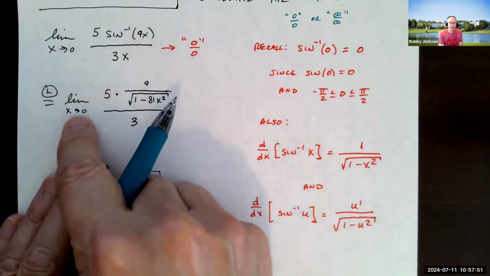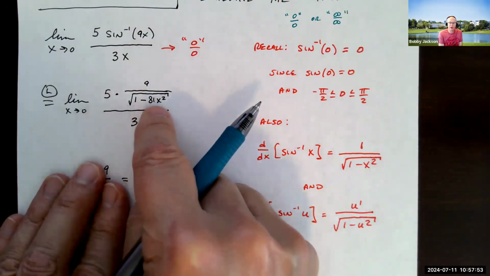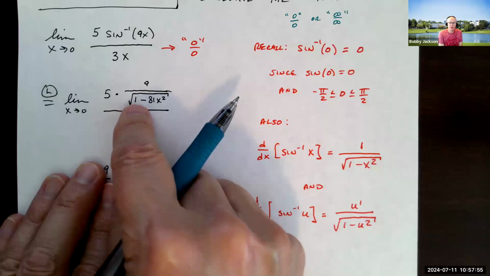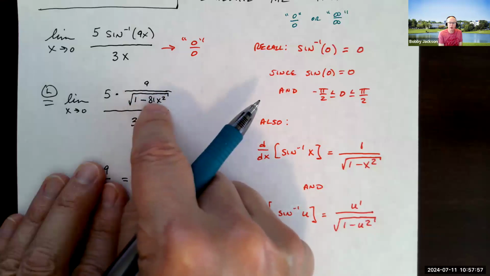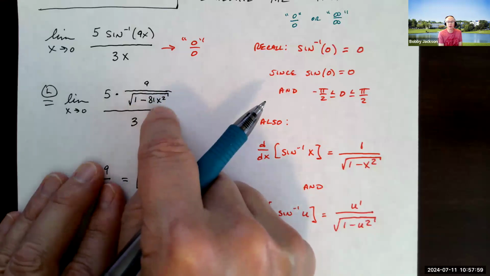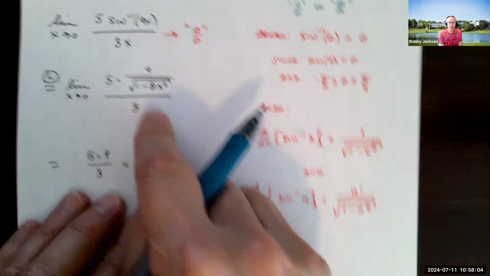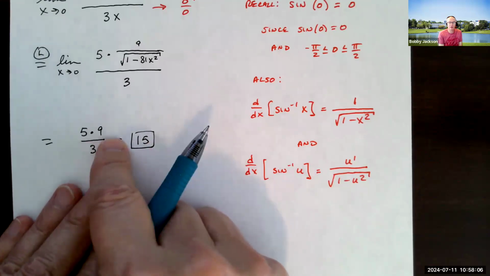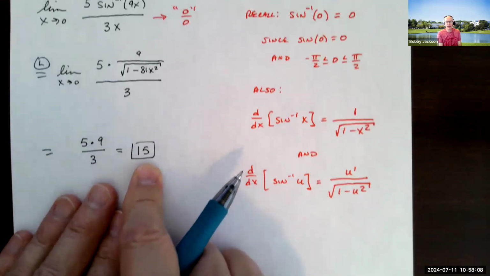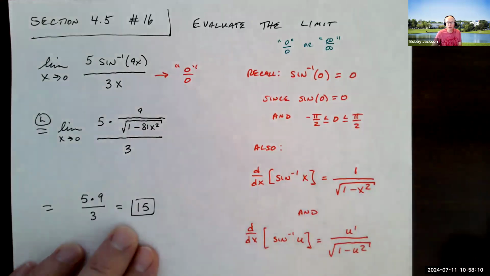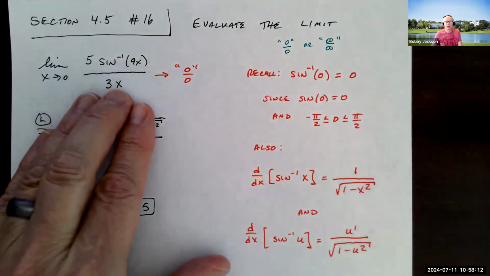Now, what happens as x goes to 0? There's only one x here. And as x goes to 0, notice this fraction here, the 1 minus what? 81 times 0 squared is just 0. 1 minus 0, I get 1. Square root of 1 is 1. So this whole fraction becomes 9. 5 times 9 is 45, divided by 3 is 15. And that is the limit of this expression here.